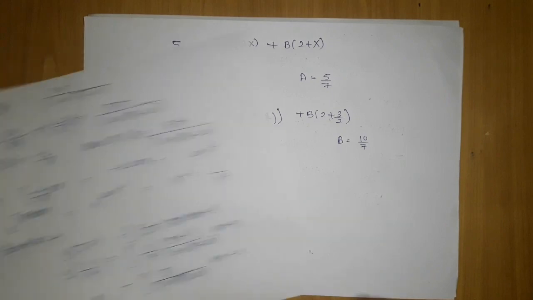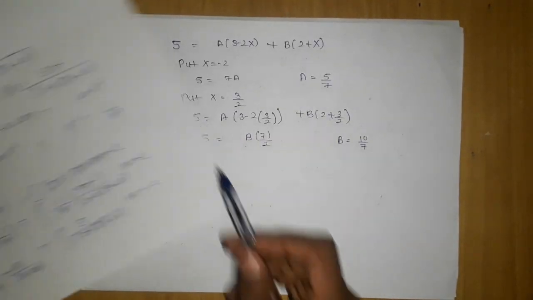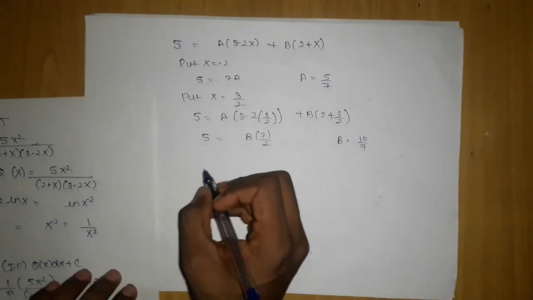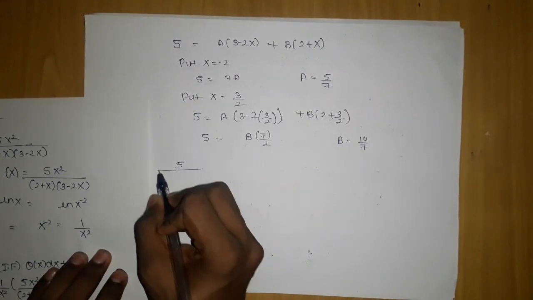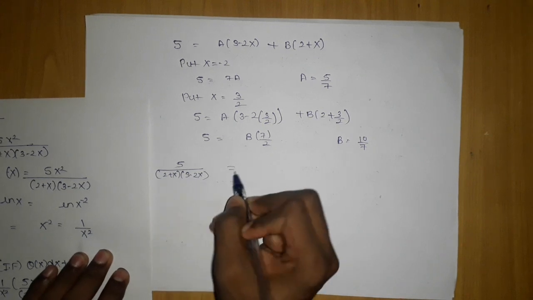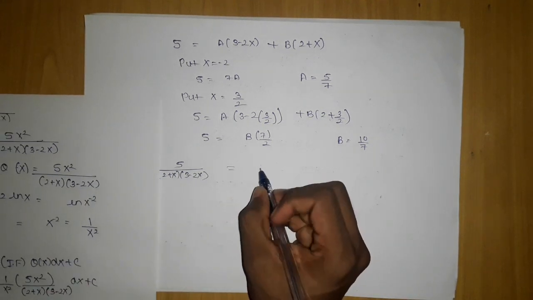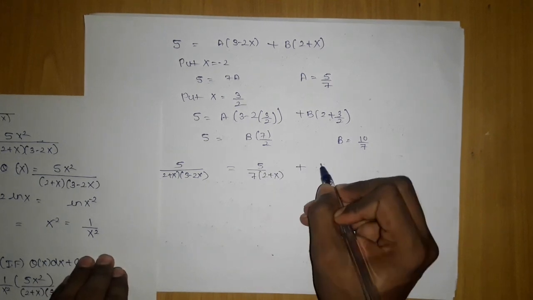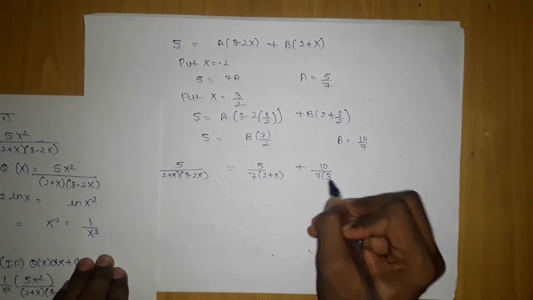Now substitute the a and b values and you can write this as follows. 5 upon (2 plus x) into (3 minus 2x) can be written as 5 by 7 times (2 plus x), plus 10 by 7 into (3 minus 2x).